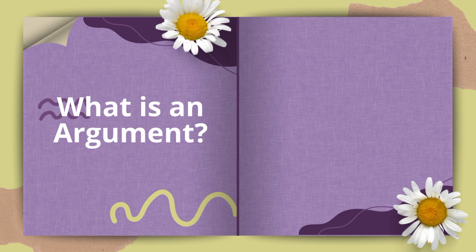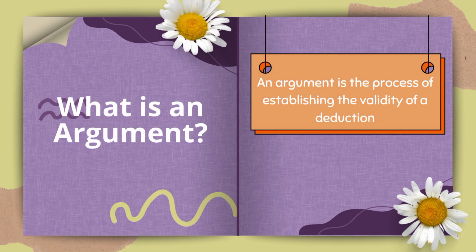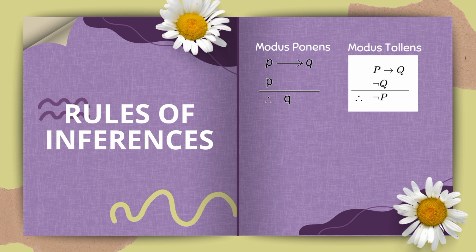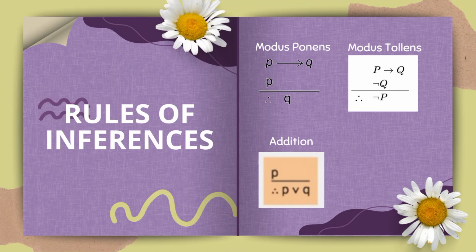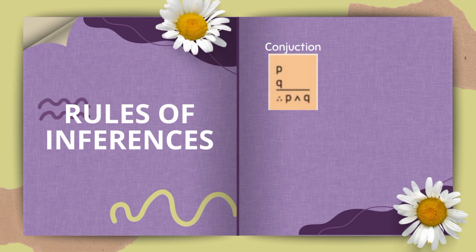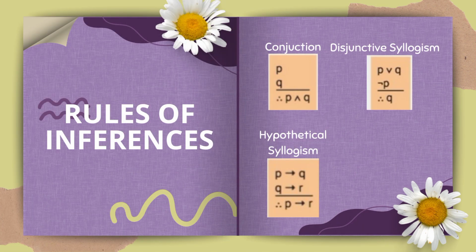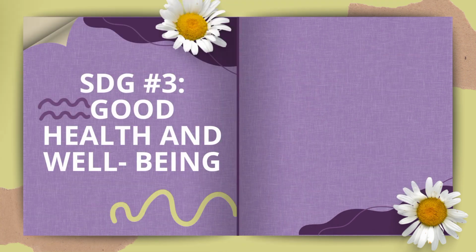First, what is an argument? An argument is the process of establishing the validity of a deduction. So let's introduce the rules of inference. First is modus ponens, next is modus tollens, addition, simplification, conjunction, disjunctive syllogism, hypothetical syllogism, and lastly, the constructive dilemma. So let's start with the first SDG.